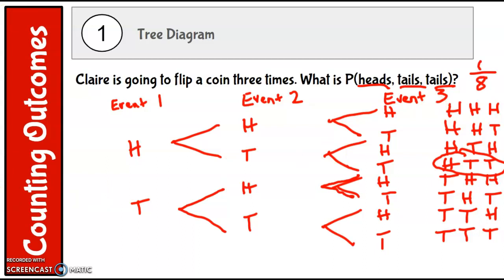Now there is a bit shorter way to come up with that. You can see I have two possibilities here, and then for each one of those, I have two possibilities for a total of 4 possibilities. And for each one of those, I have 2 choices for a total of 8 outcomes. And that leads us to the fundamental counting principle.